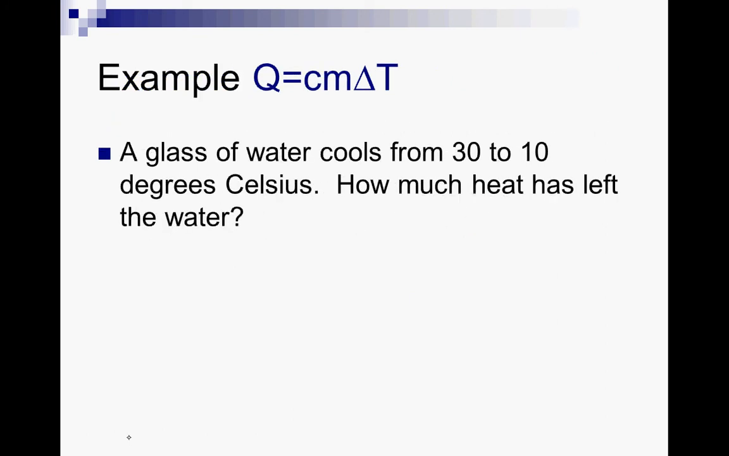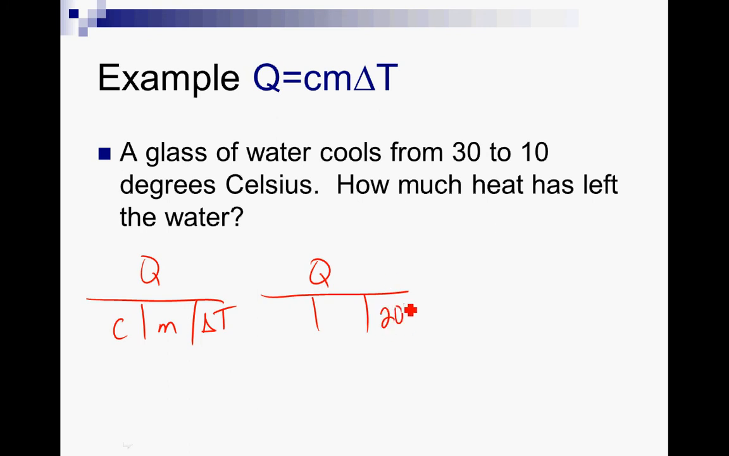A glass of water cools from 30 to 10 degrees Celsius. How much heat has left the water? This is the same type of problem. We've got a change of temperature, and we'd like to know how much heat has left. And we cooled by 20 degrees Celsius. That's 30 to 10 degrees Celsius. And I forgot to tell you the mass. Let's say this is a 30-gram glass of water. So 30 grams. My fault. I'm sorry there. So 30 grams of water, not very much.